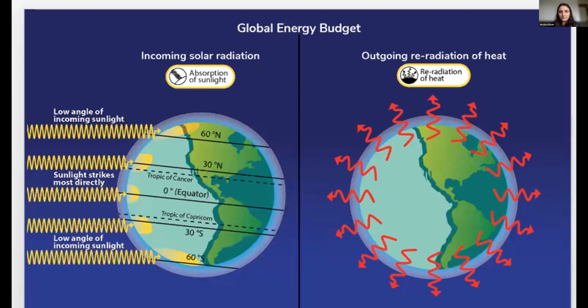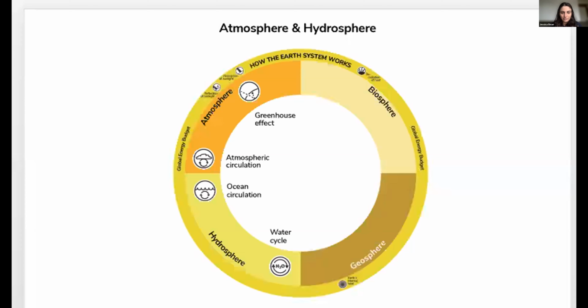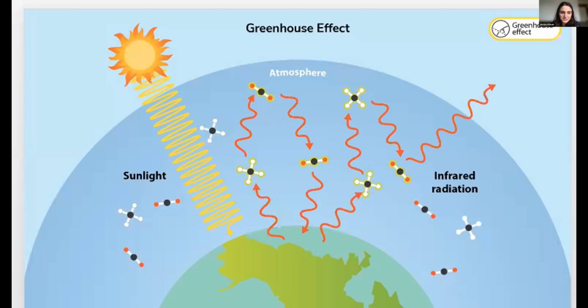And so of course on our website, we have lots of supporting graphics where you can see and understand what we mean by absorption of sunlight, and what we mean by re-radiation of heat. So again, you can unpack those through our reading and exploring our website content. If we want to keep adding to this diagram, if we want to think about our atmosphere and our hydrosphere, what are the processes that shape our atmosphere and our hydrosphere through time? That would be the greenhouse effect and atmospheric and ocean circulation, which we know are very much related. And of course, our water cycle.